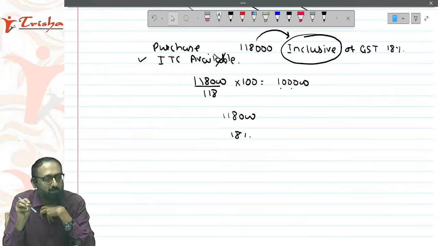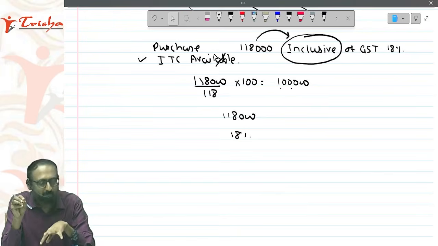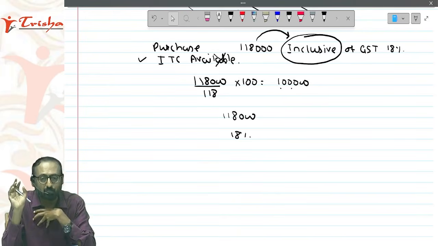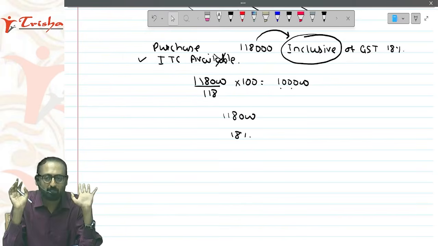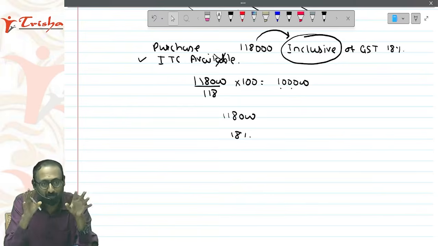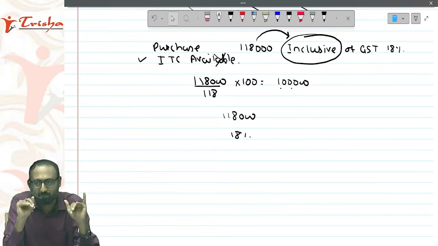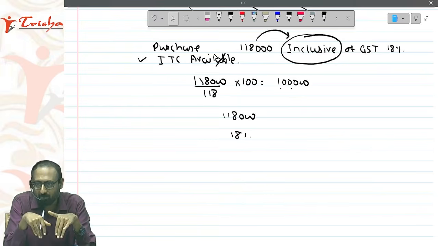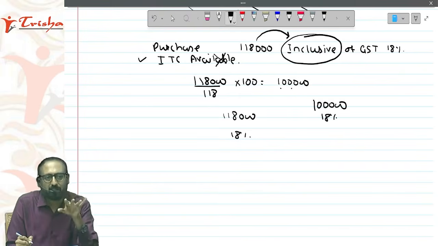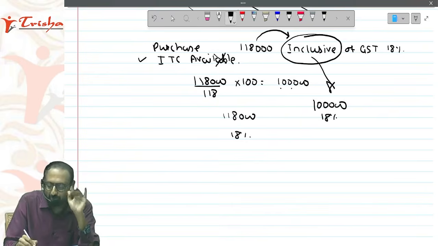Sir, I really think this adjustment they will ask in the latest attempt. I am really confident they will ask inclusive of GST, because students have not solved any question of inclusive of GST in costing. They just know 1 lakh is purchases, 18% is GST, and ITC available, ITC not available. Inclusive, be careful, sir ji.